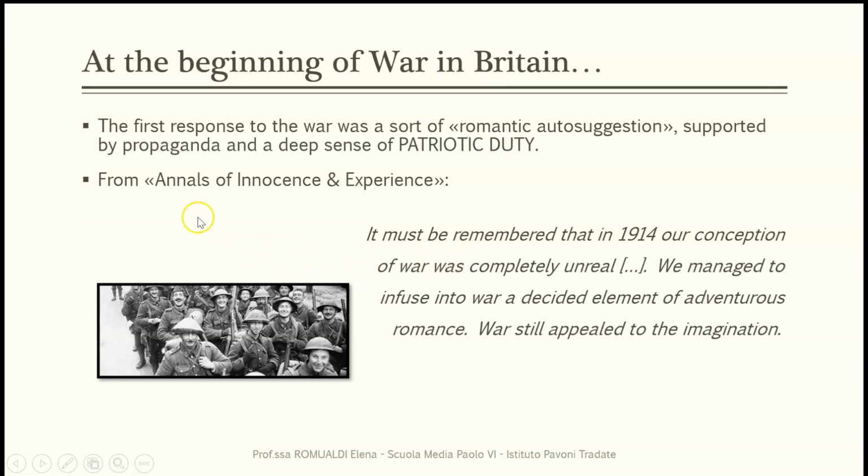And we have an example here from Annals of Innocence and Experience that shows us a lot about this sense of patriotic duty. It must be remembered that in 1914, our conception of war was completely unreal. We managed to infuse into war a decided element of adventurous romance. War still appealed to the imagination. Ecco, questo è veramente molto importante da capire. Riuscimmo a infondere nella guerra un deciso elemento di romanticismo, di attrazione. La guerra ancora era un'attrazione per il nostro immaginario. So, young people were attracted by the war. They wanted to do something very important for their country.